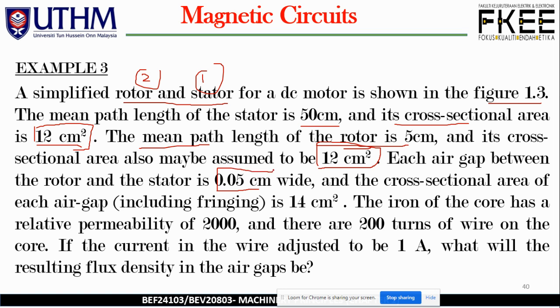So since we have two sides of air gap, the upper and the lower air gap, each of the length is equal to 0.05 centimeter wide, and the cross-sectional area of each air gap, including the fringing factor, is 14 centimeters square. So the iron of the core has a relative permeability, again, mu r 2000, and there are N number of turns, 200 turns of wire on the core. If the current in the wire is adjusted to be 1 ampere, this is the value of I. So what will be the resulting flux density?